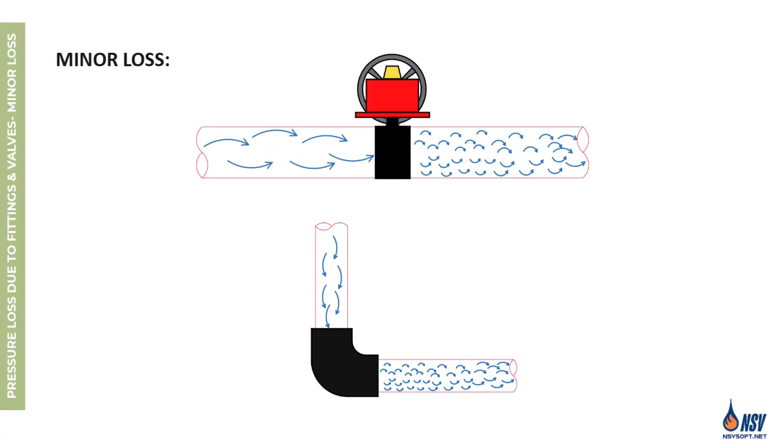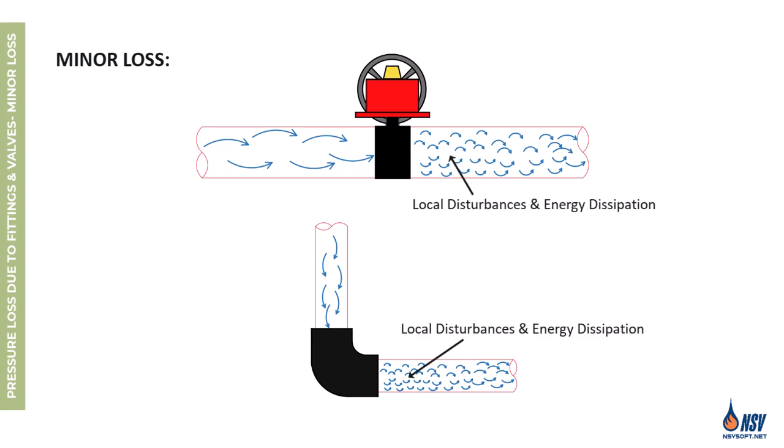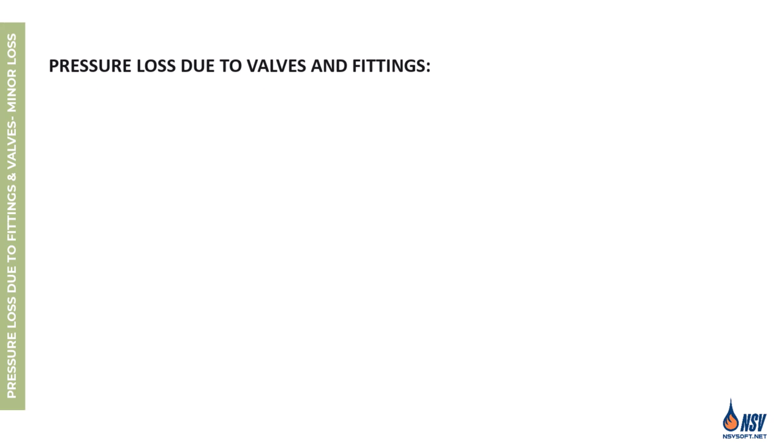As mentioned earlier, when water flows through valves and fittings, additional pressure loss occurs. These components introduce local disturbances and cause energy dissipation beyond the normal friction loss in straight pipes. Although referred to as minor losses, they can represent a significant portion of the total energy loss in a system. In fluid mechanics, we calculate this pressure loss using the formula H equals K times V squared divided by 2G.